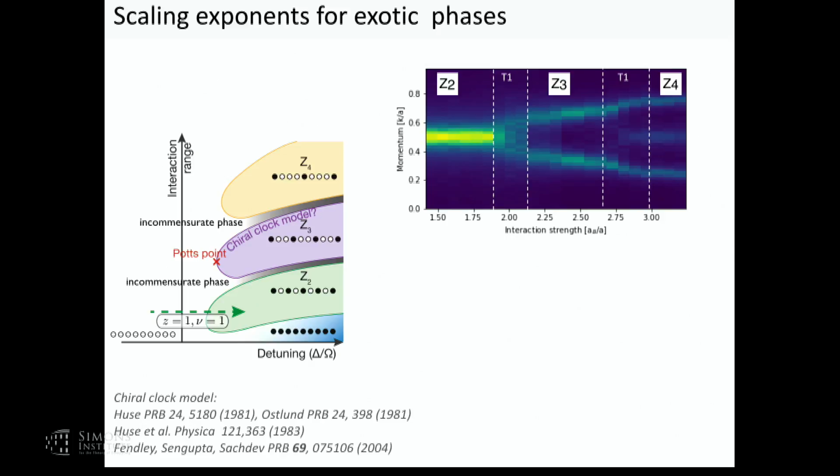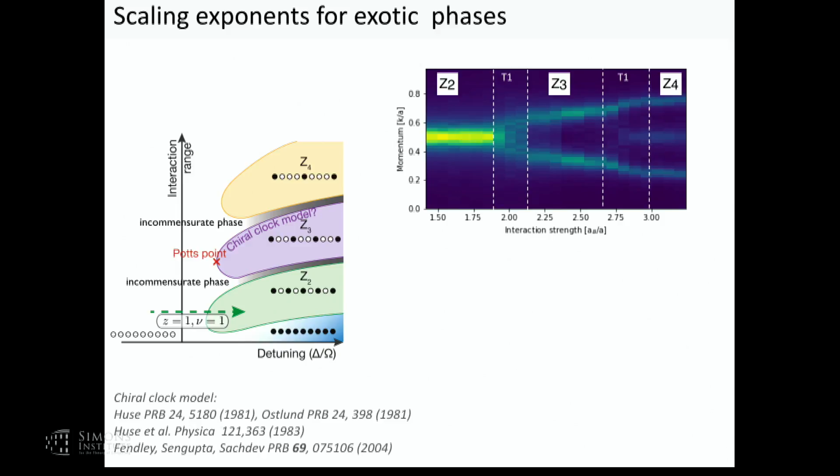Yes, it appears simple at first glance. But indeed, it is not simple. In particular, these transitions into Z3 states can have a different character depending on where you cross them. And moreover, in between these phases, there is another phase called the incommensurate phase, where these different orders compete. I don't want to go too much into details, but I just want to give you a little bit of a taste.